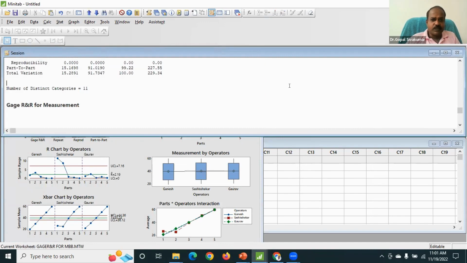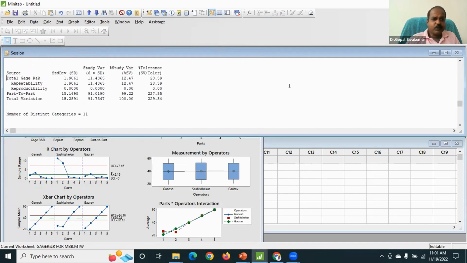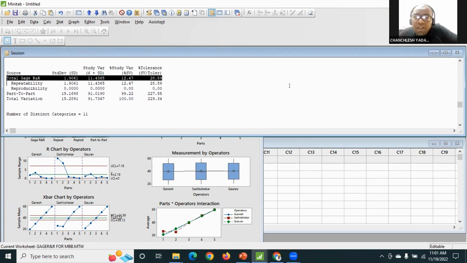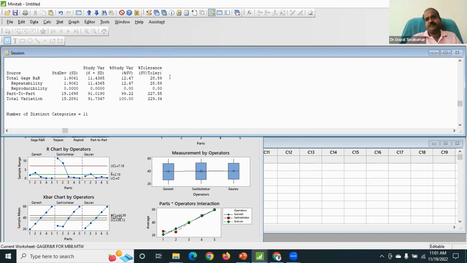Now let us go to the report. Look at the gauge R&R. How much is it? I have highlighted the gauge R&R. Total gauge R&R is 28.59. Okay. 28.59 is conditionally acceptable. It is in the 10 to 30% range, in the center. So 10 to 30 is conditionally acceptable. Less than 10% is required.